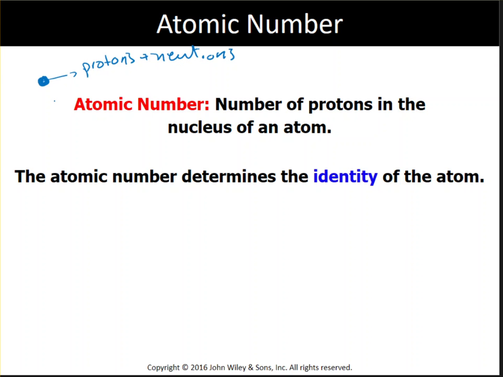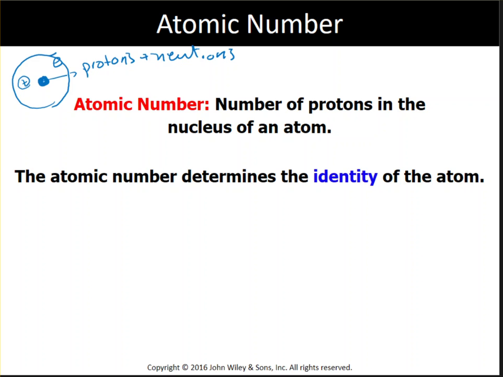Now, we also believe that there are orbits around the nucleus. Electrons spin around the nucleus. So the nucleus has a positive charge because protons are inside the nucleus. And then the electrons have a negative charge.